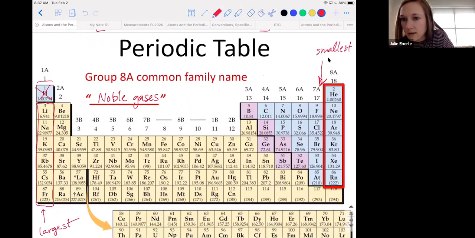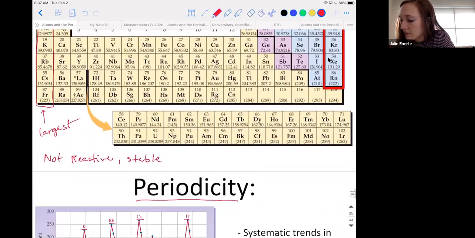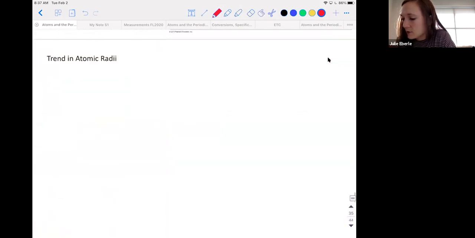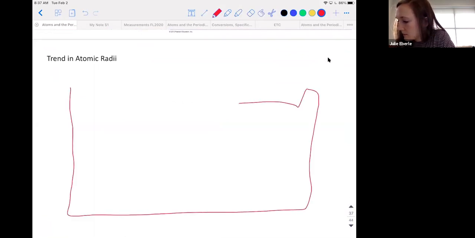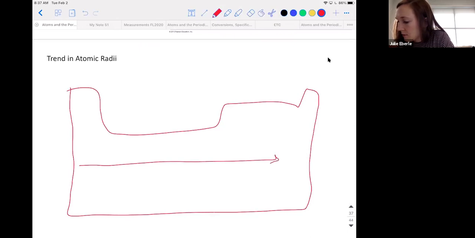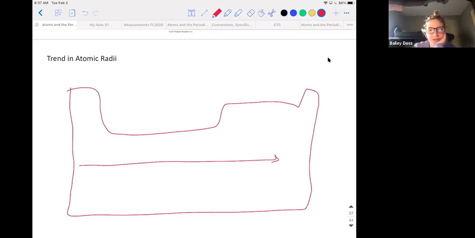So what does that mean? Let's draw a trend really quick. I'm going to come down here and kind of draw the same thing. I'm going to draw a trend in atomic radius. Here's my periodic table. As you go across the periodic table from left to right, what happens to atomic size? Is it increasing or decreasing? Based on what we just talked about. It's decreasing, okay? So I'm going to abbreviate.